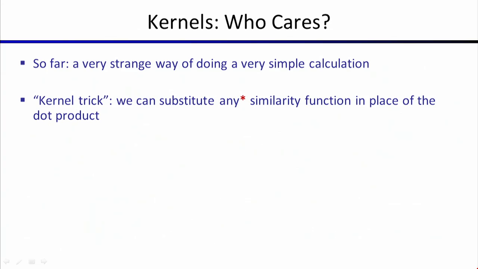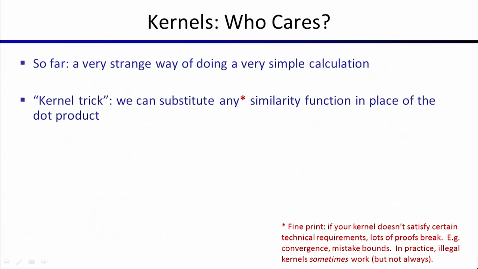Now, this is a little red asterisk. Why did I do that? I did that because there's a ton of fine print on this. There's some technical requirements that your kernel has to obey in order for it to actually be representable as a bunch of features. But to a first approximation, there's a result that says the right kinds of kernels can actually be thought of as high-dimensional feature vectors, even if you personally don't know what those feature vectors are. And that's a powerful thing.